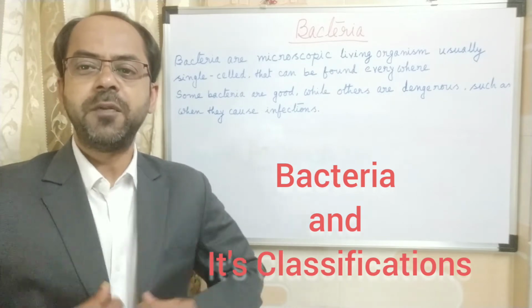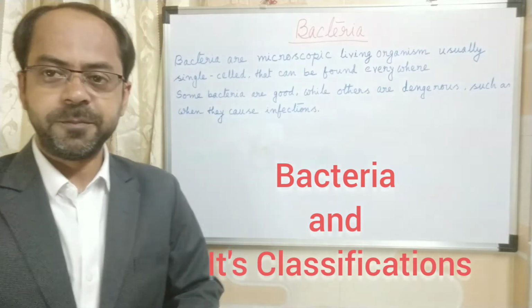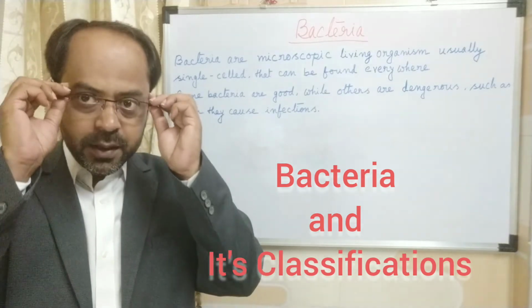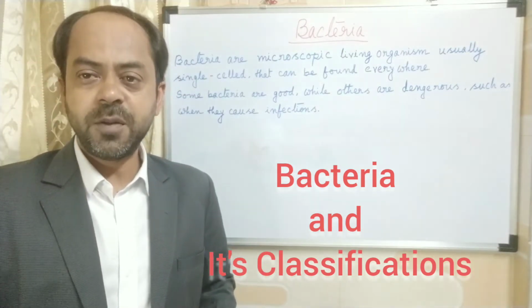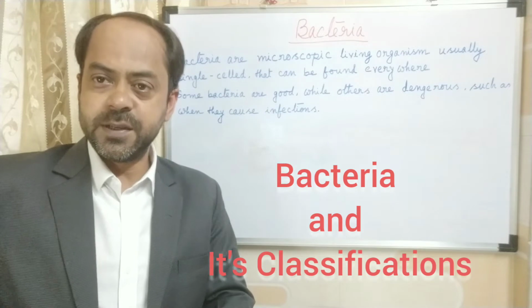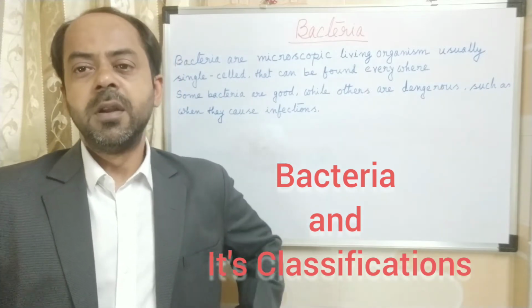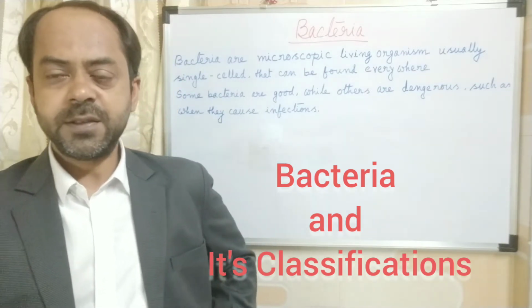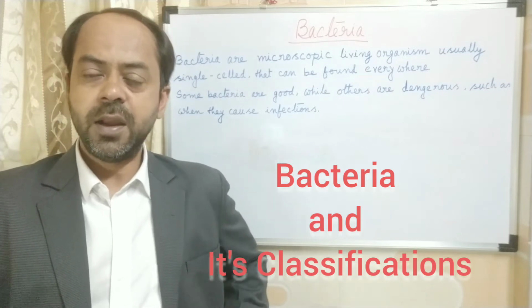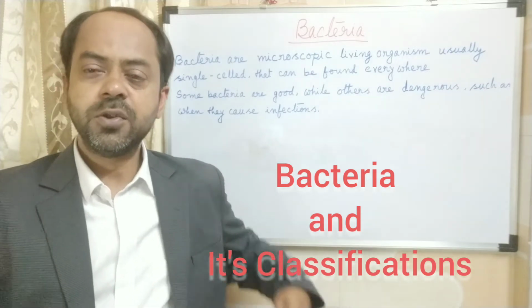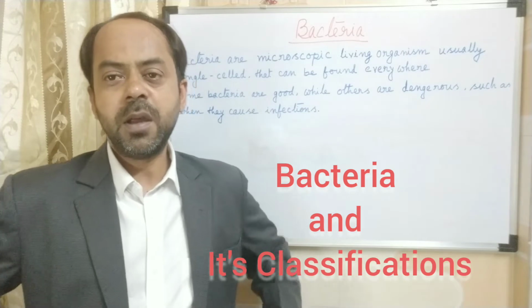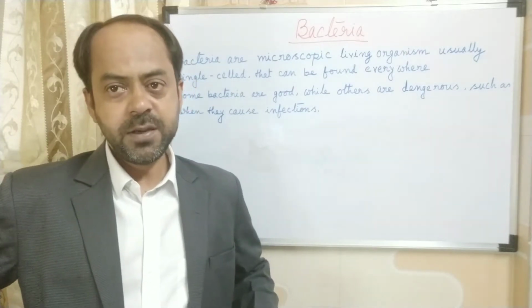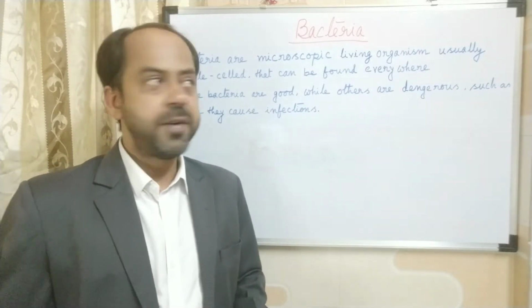Previously we have discussed microorganisms. There are mainly 5 types of microorganisms present: bacteria, fungus, algae, protozoa and virus. So bacteria is one of the microorganisms. Let's see what bacteria is.